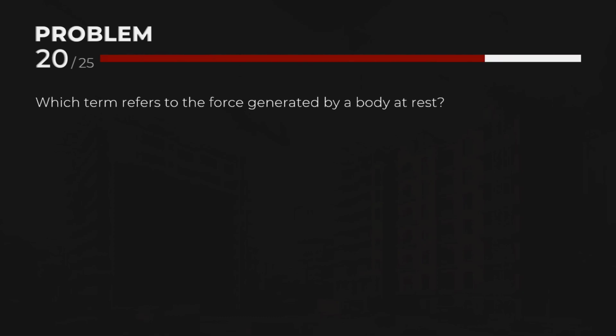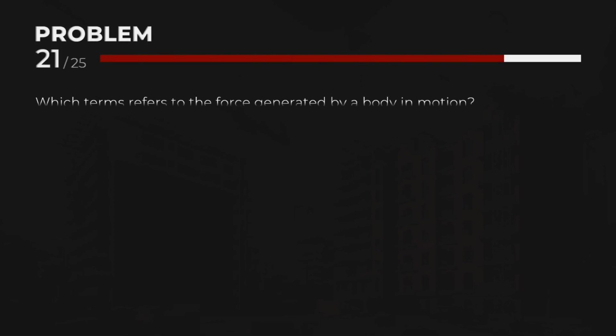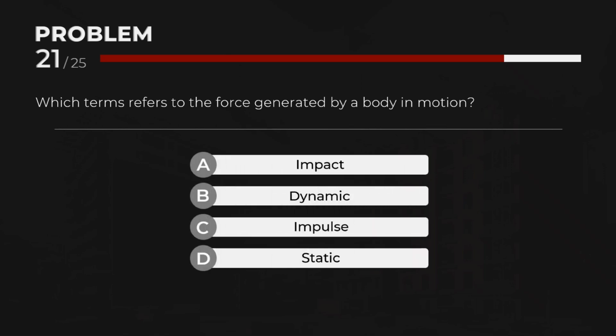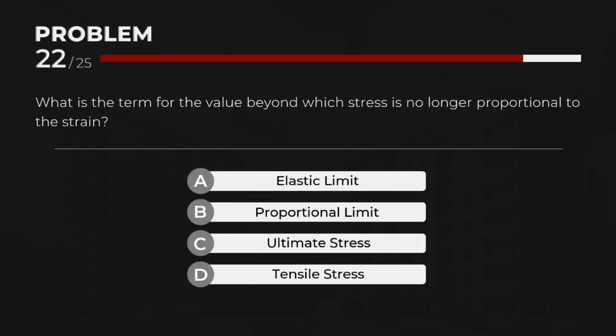Which term refers to the force generated by a body at rest? D. Static. Which term refers to the force generated by a body in motion? B. Dynamic. What is the term for the value beyond which stress is no longer proportional to the strain? B. Proportional limit.